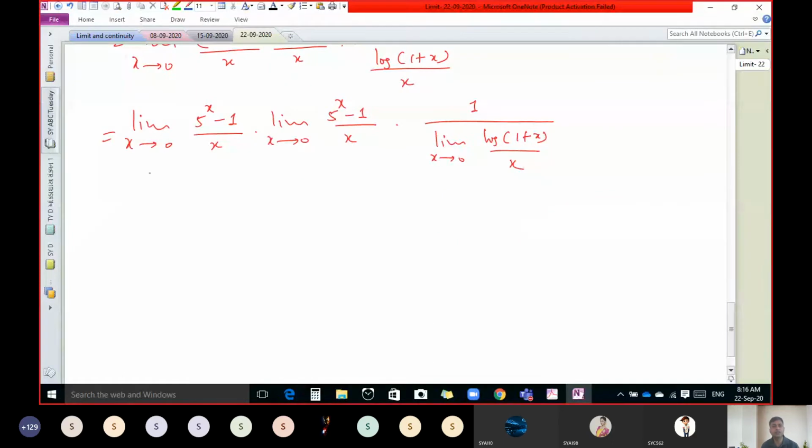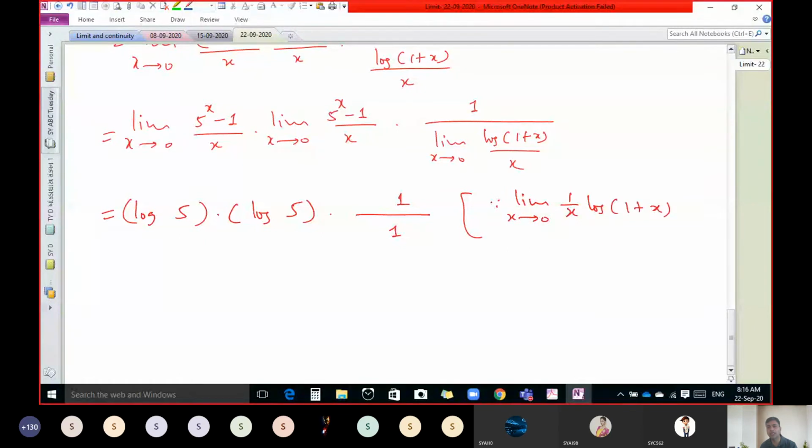And now tell me the answer of this first part. Log 5 base e. Second part, log 5 base e. Any of you know the answer of this? 1. Very good, because we have a result here: 1 upon x log (1 plus x), the answer is 1. That we already discussed in our last lecture.